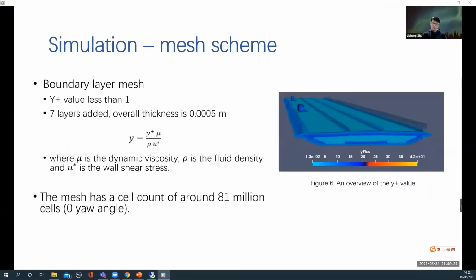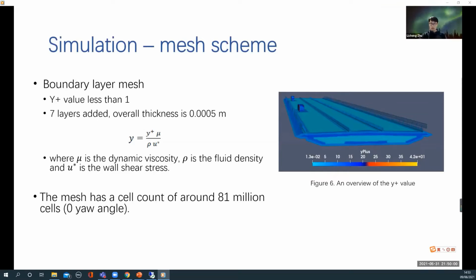As the boundary layer's thickness varies with the flow conditions, the Y+ value is mainly considered as a reference for the quality of the mesh scheme. To make the simulation accurate enough, the goal is to achieve a Y+ value less than 1. So I added 7 layers of cells with an expansion ratio of 1.2 to resolve the boundary layers. The overall thickness of the boundary layer is 0.0005 meters, which is close to the dimension of the level 7 cells.